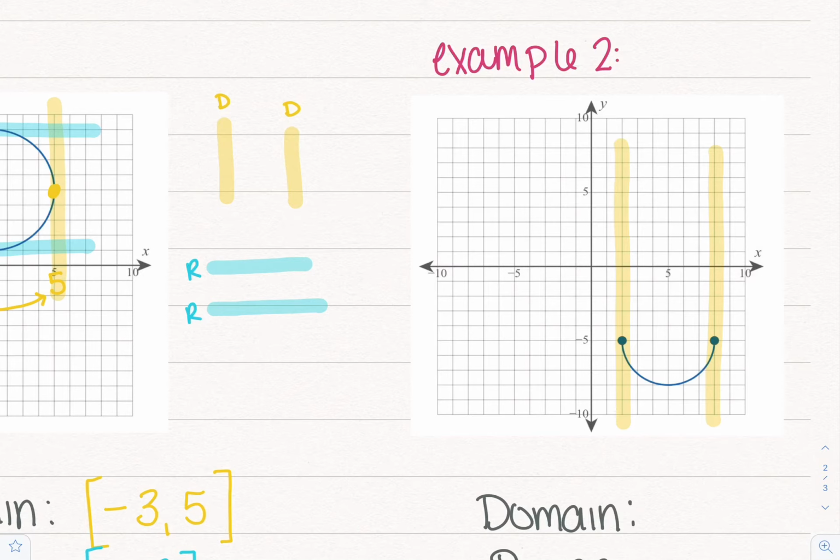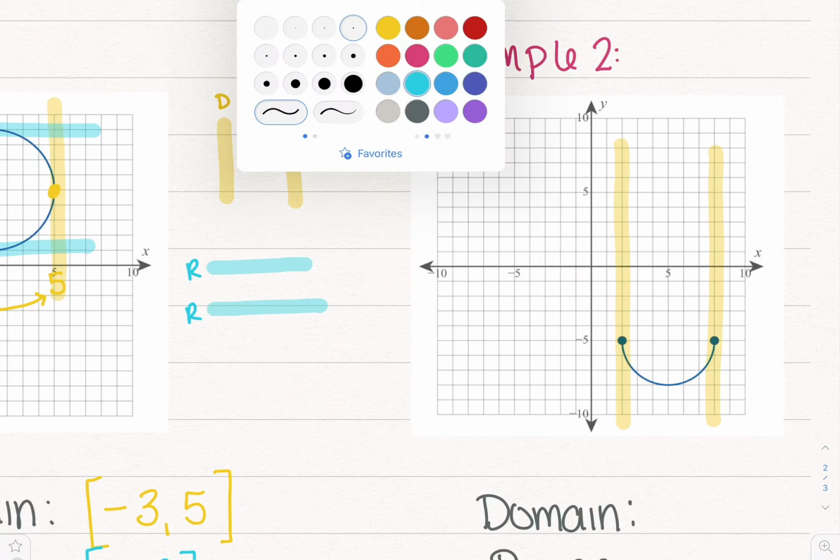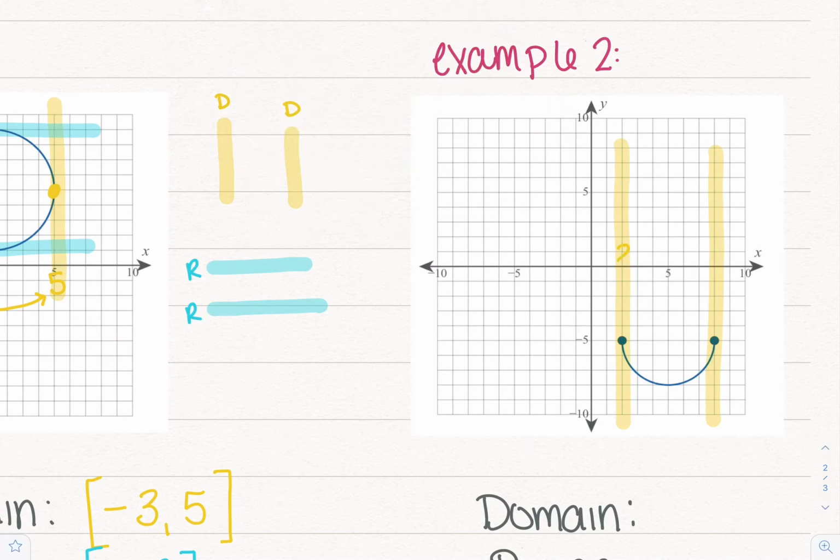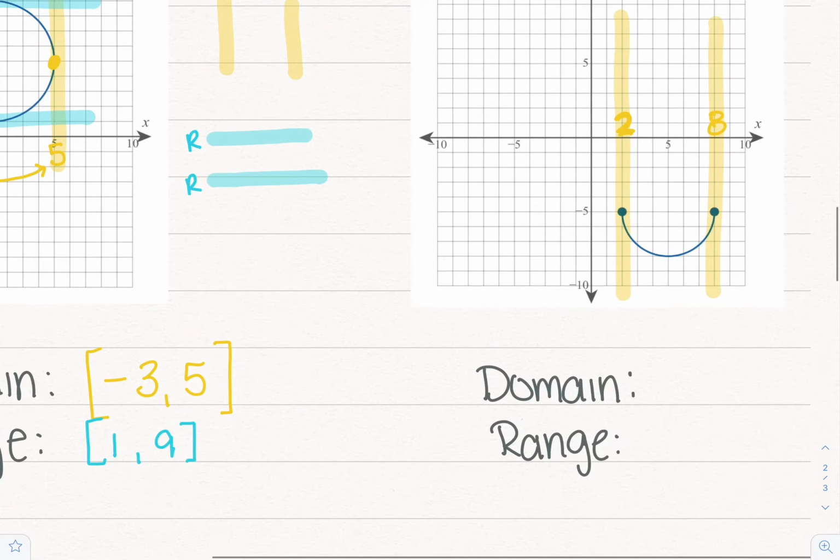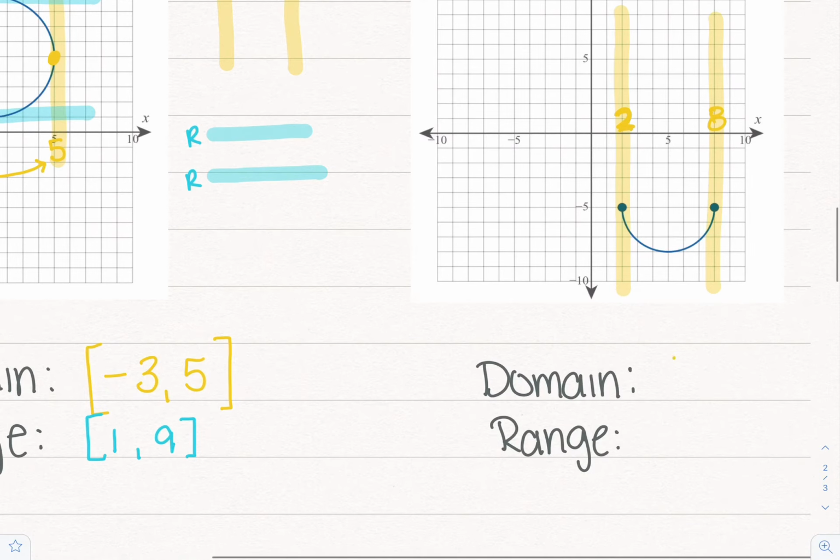Now I need to find what does that correspond with on the x-axis. So on the x-axis, that is at 2. And on the x-axis, that one is at 8. And so my domain from left to right is 2 to 8, both with brackets because those are actual points on the graph.